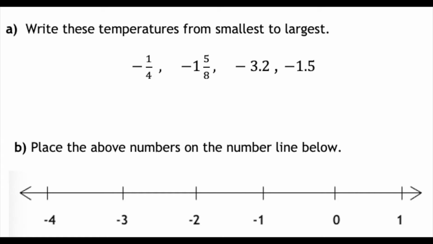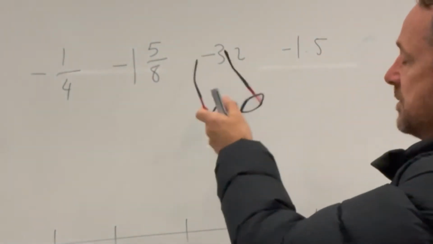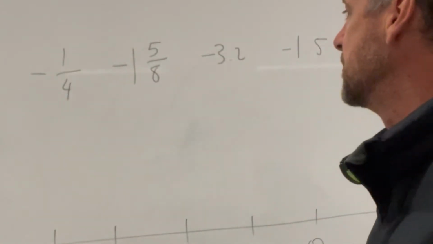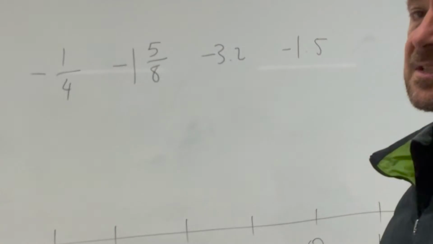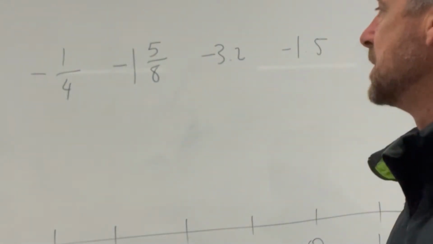First question looks at comparing these four fractions. So we've got a common fraction, a mixed number, and then two decimal fractions. We need to convert those to be similar in order to do the comparison, and we're asked to list them in order from smallest to largest. Okay?